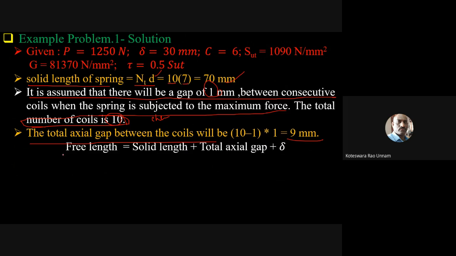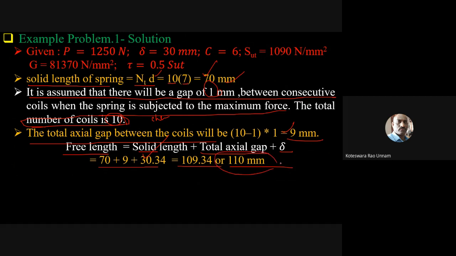Then free length should be solid length plus total axial gap plus delta. So now we computed all these three. Our solid length is 70, total axial gap is 9 mm, and delta computed as 30.34. So now if you sum up all those things, it comes out as 109.34. Maybe it is rounded up to 110 mm. So therefore, this 110 mm is going to be the free length of the spring.